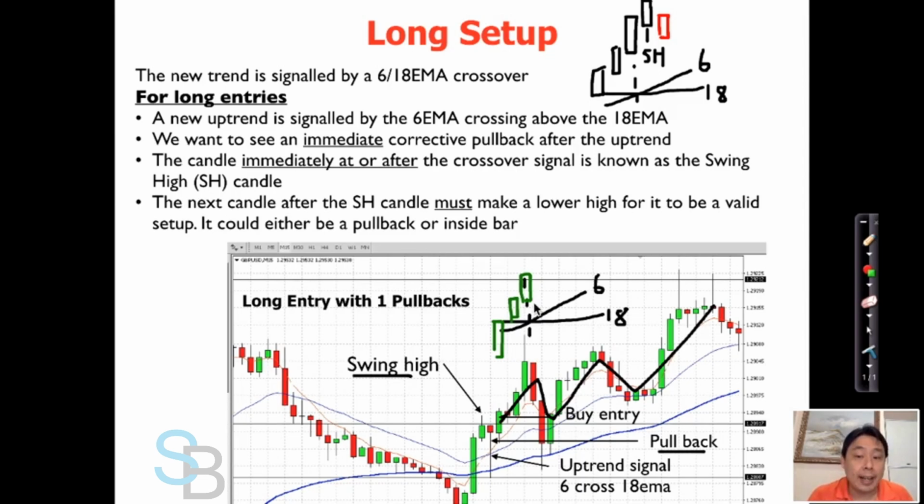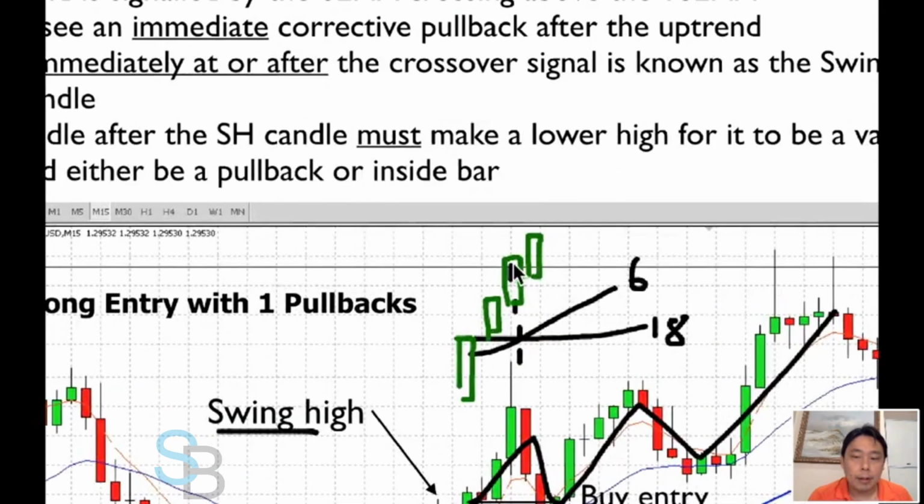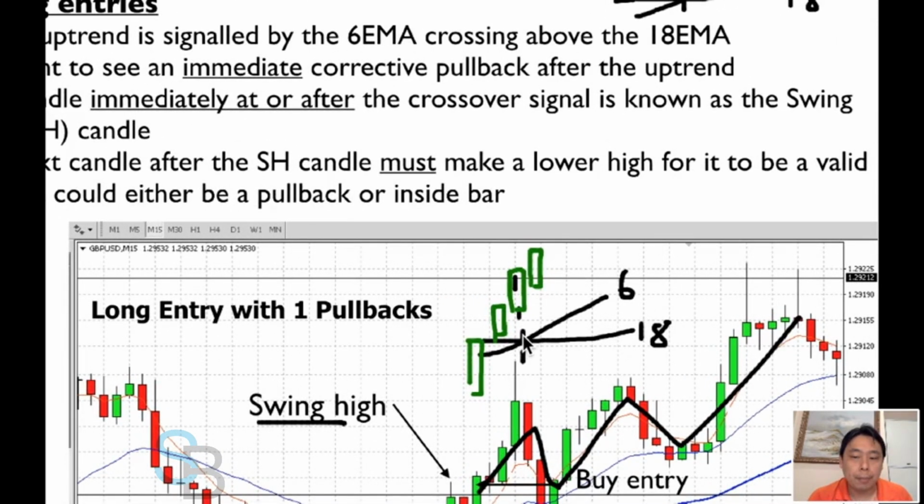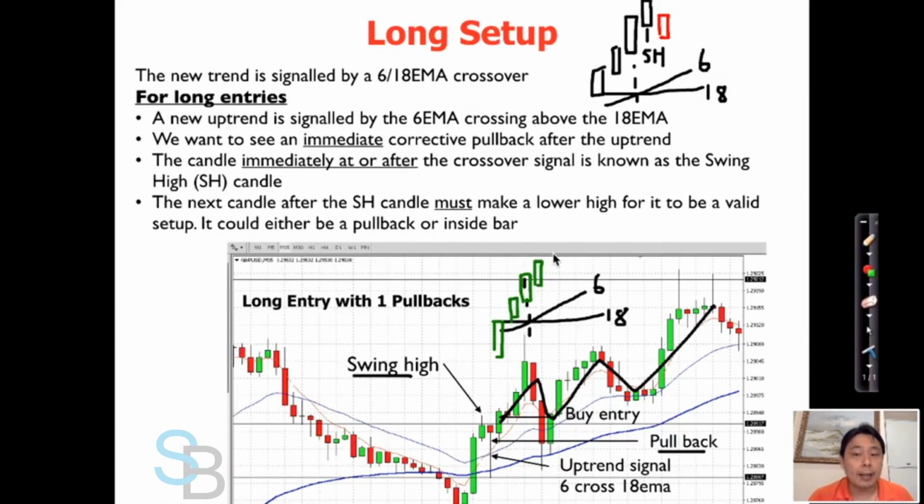But what happens if the next candle makes a higher high? If this candle makes a higher high, this candle now becomes the swing high candle, because a swing high candle must be the highest point. Is that valid? Yes, it is still valid because it comes right after the crossover. But what happens if the next candle doesn't pull back, doesn't make an inside bar, but makes a higher high again? Could this be the swing high candle? Yes or no?